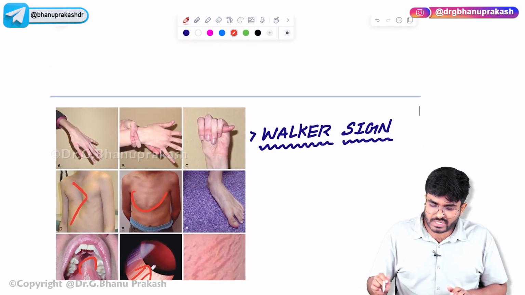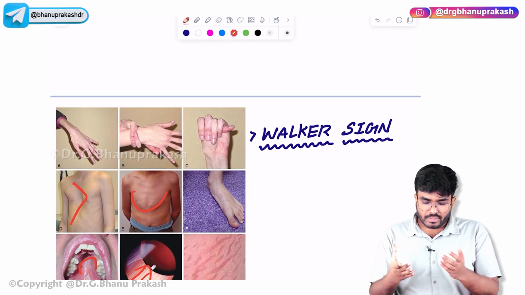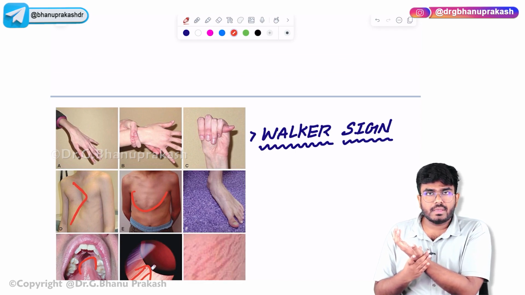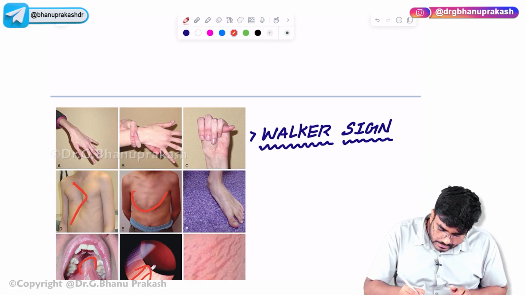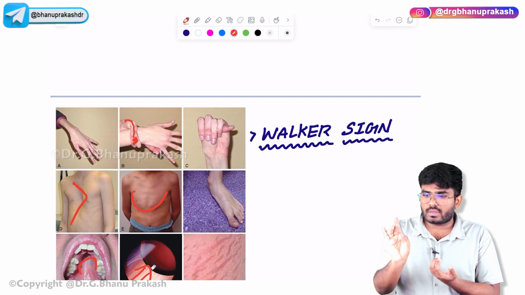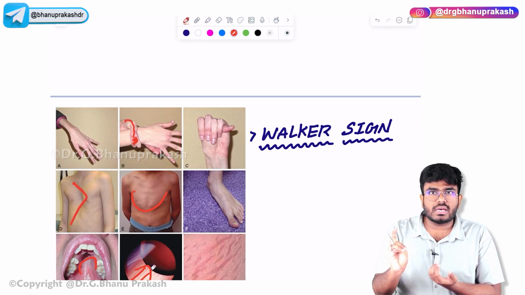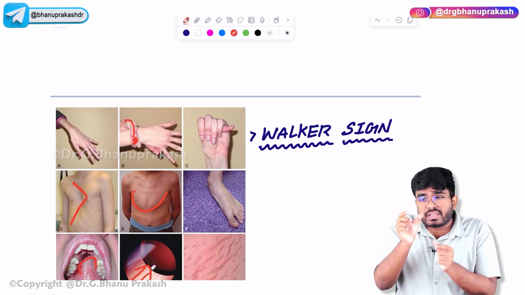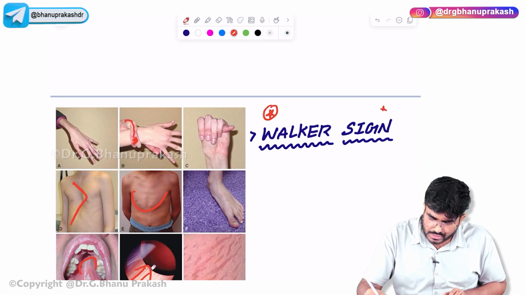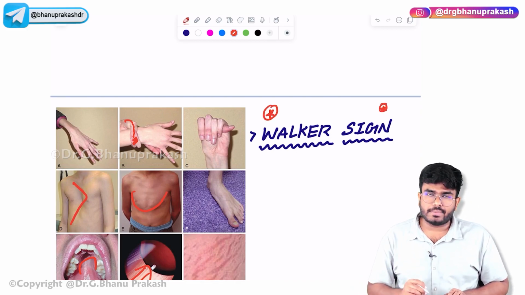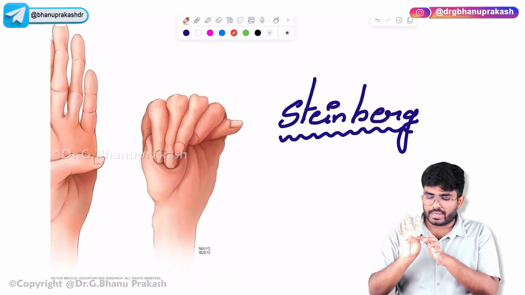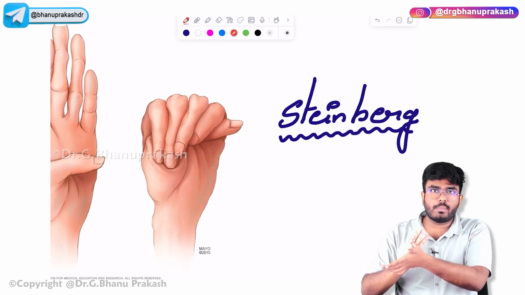One more sign which can be seen in these patients: see, if you do like this. In patients who have Marfan syndrome, these fingers totally overlap and slide over the other, because they have very thin limbs. This sign is called the Walker sign. And one more sign which can be seen: whenever they do like this, in a normal person this is the thumb, right? Whenever we do like this, this thumb will never come out.